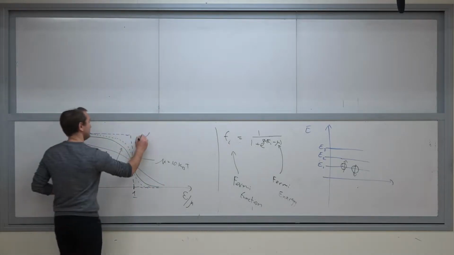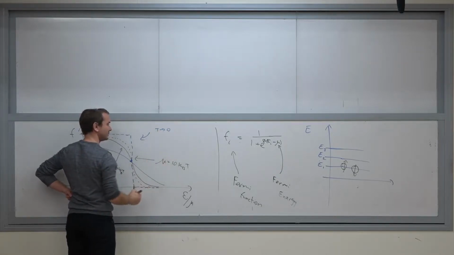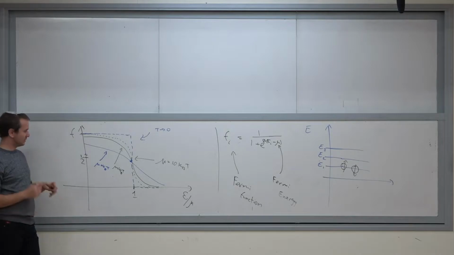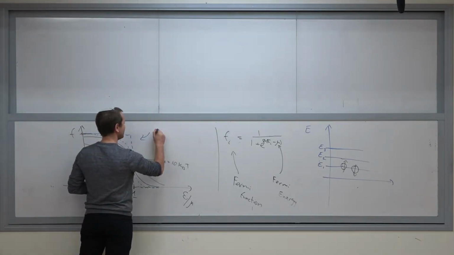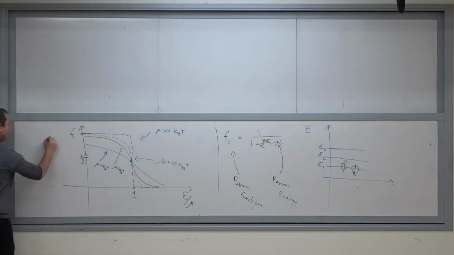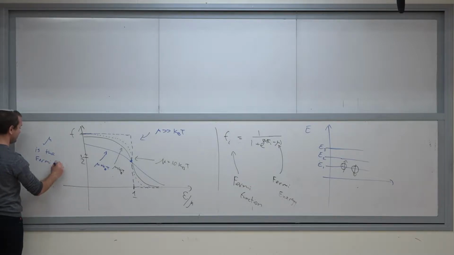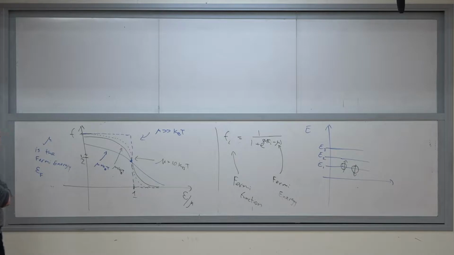Okay. This is T goes to 0, and mu is constant, so mu is much larger than k Boltzmann T. Mu is the Fermi energy. Sometimes it's noted as E Fermi, E_F.